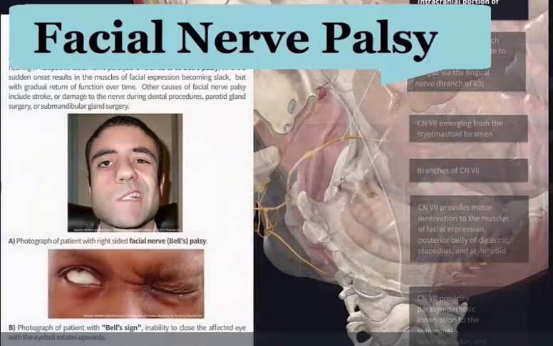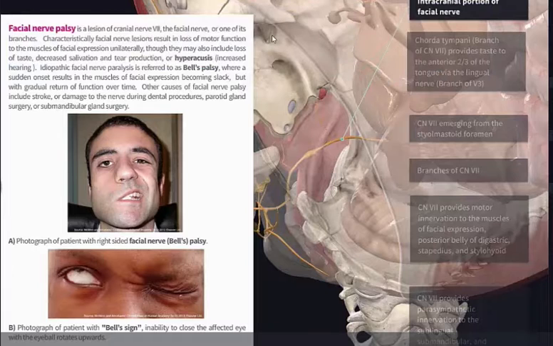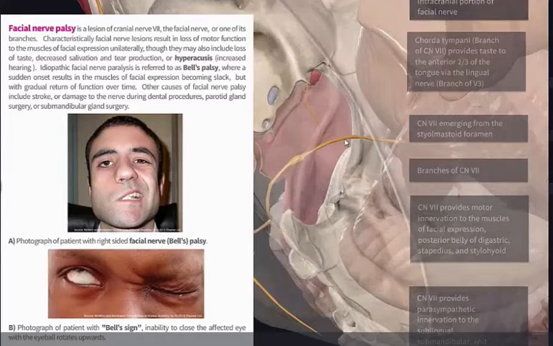Now let's talk briefly about what happens if you have the facial nerve or parts of the facial nerve that suddenly do not work anymore. In that case you will be talking of a facial nerve palsy, and sometimes people call this, or variants of this, also Bell's palsy. Here's your intracranial portion of the facial nerve.